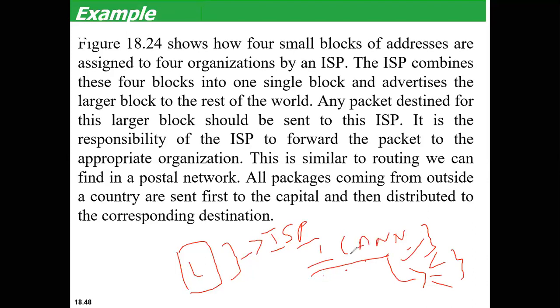So what does it do? In turn, it allocates a large block of addresses to the ISP, the Internet Service Provider. Now the internet service provider takes the responsibility of allocating blocks to the individual users. Is this clear? So this is how a block allocation actually works.